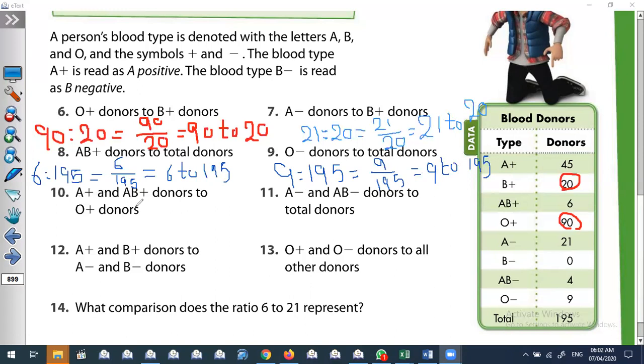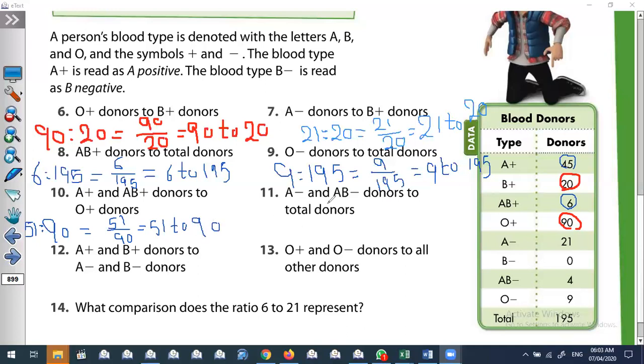A positive and AB positive together. 45 and 6, 51. So the first one is 51 to what? To O positive only. O positive is 90. The first way, 51 to 90. Or I can write it 51 over 90. Or I can write it like that, 51 to 90. The next one.